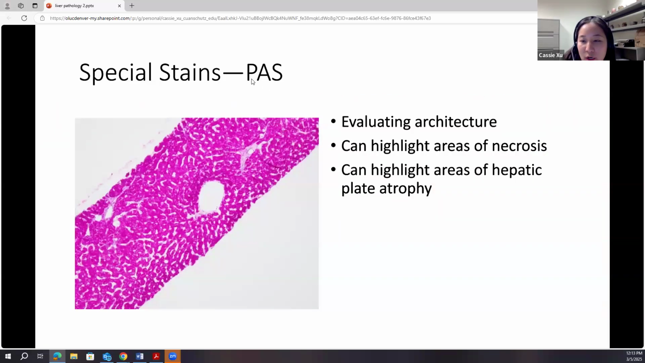The next stain is the periodic acid-Schiff stain, or PAS stain. This highlights glycogen. Not every lab will do it, but we do it at our institution. For us, it's a good architectural stain. It highlights areas of hepatic plate atrophy, which we use for evaluating chronic venous outflow obstruction. We also can use it to highlight areas of necrosis. Sometimes it's hard for us to see it on our routine H&E stain, so this stain, which is very magenta in color, can really highlight those areas. I have some examples that we'll look at next to showcase that.